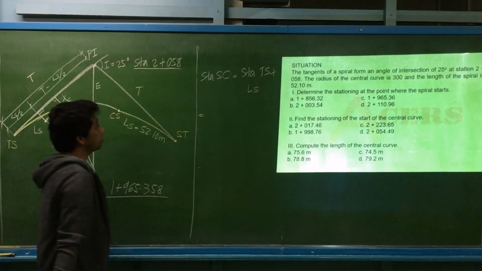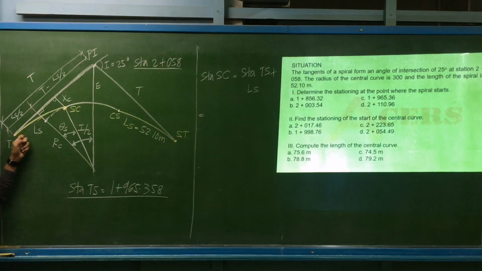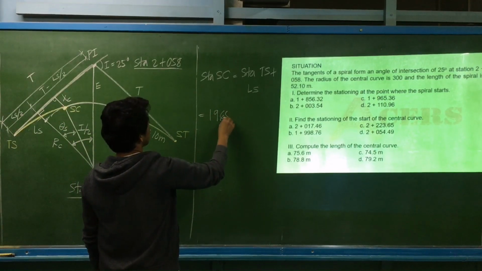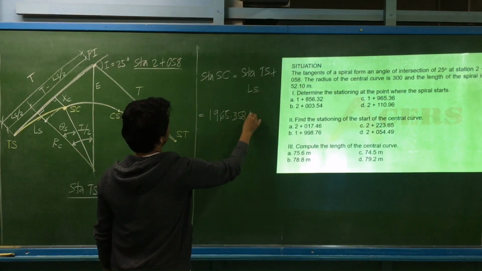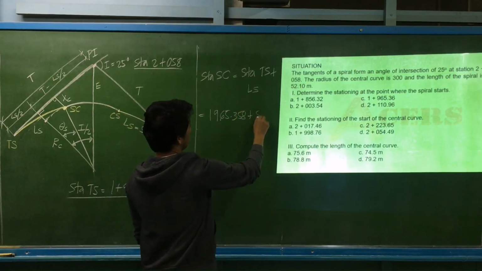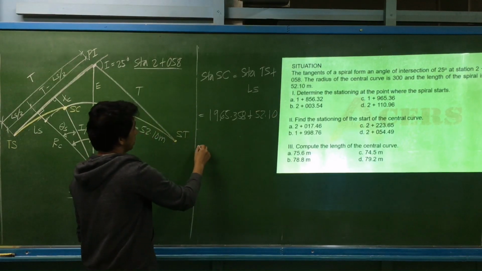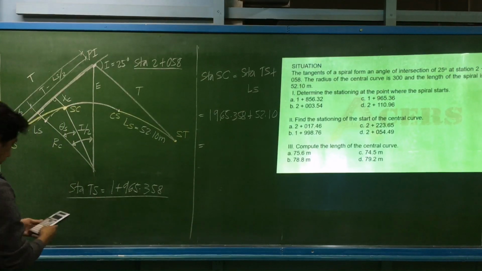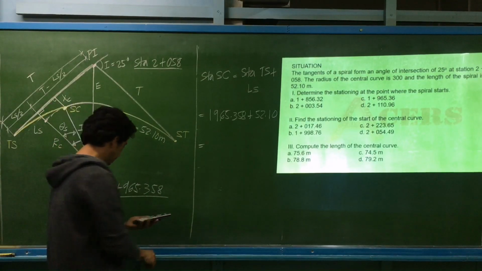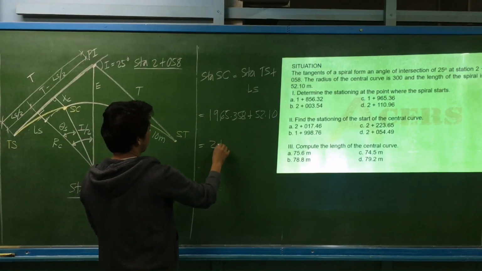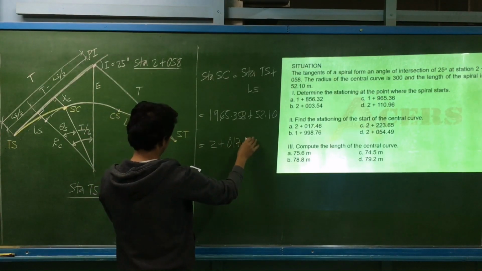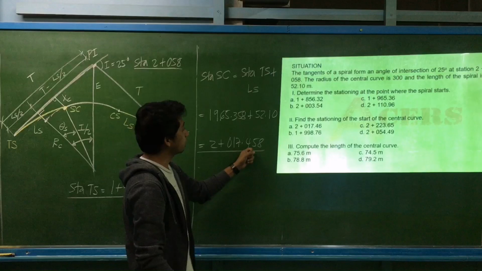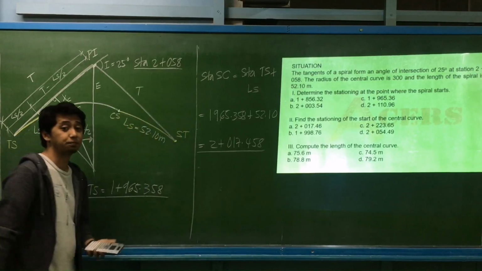So that will be equal to, ano yung nakuha natin kanina na stationing ng first point of the spiral, that is 1,965.358 plus length of the spiral, it is given na 52.10. So ito yung stationing of the first point of the central curve. And the stationing will be 2 plus 17.458, so 2 plus 17.46. So the choices, it is letter A.